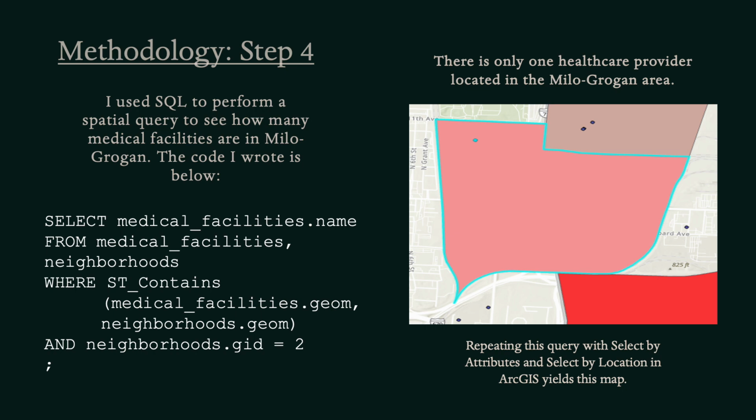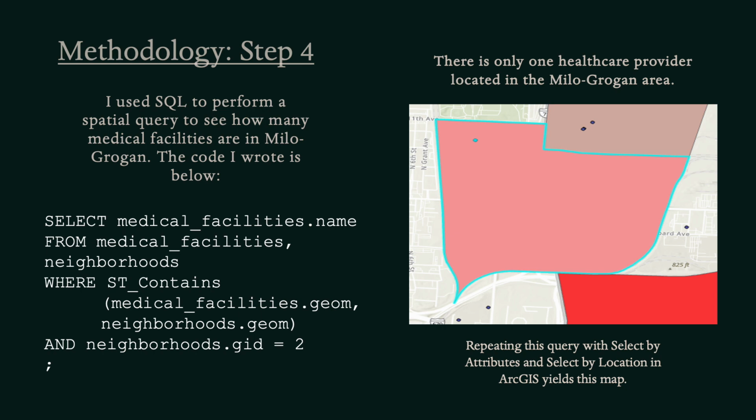So after I finished building my database and assigning primary keys to the tables, I started to query the database. I wrote an SQL code to perform a spatial query on the database first. The code is shown on the slide, but essentially I wanted to query the database to see how many healthcare facilities are located in the Milo Grogan neighborhood. After executing this code in pgAdmin, I saw that there was only one healthcare facility in the entire neighborhood.